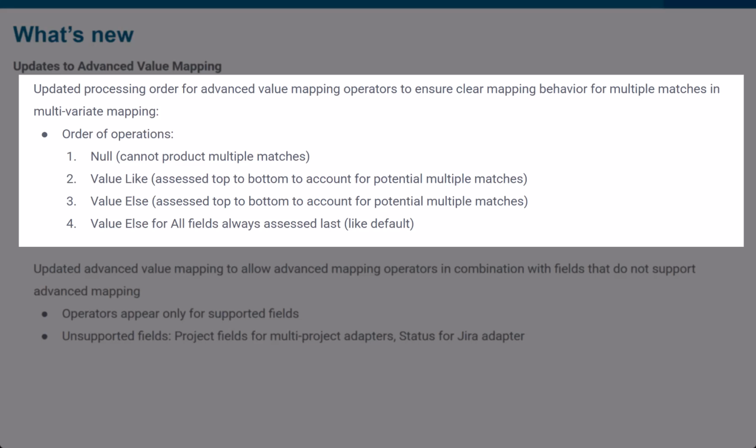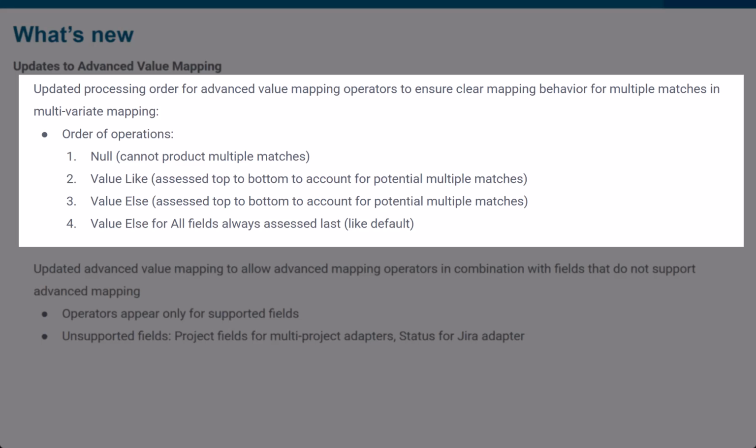Along with this enhancement, we updated the processing order for advanced value mapping. In the multivariate case, there were situations where you could write statements where you could get multiple matches against the rows with advanced value mapping. And so we've handled that situation. Now, first, all of the standard value mapping rows are assessed. Then we go to the advanced value mapping.